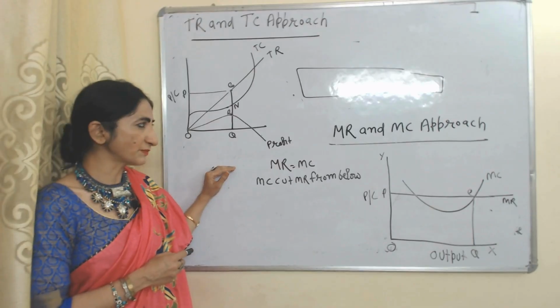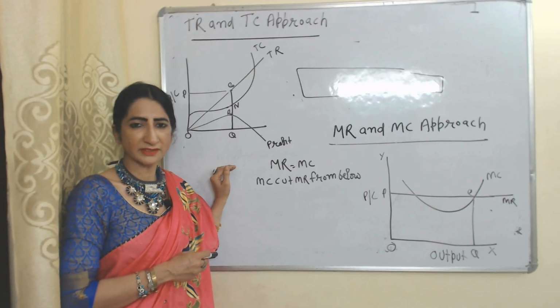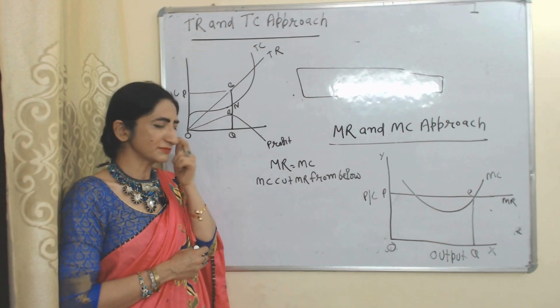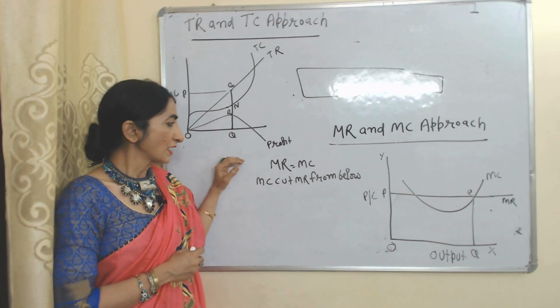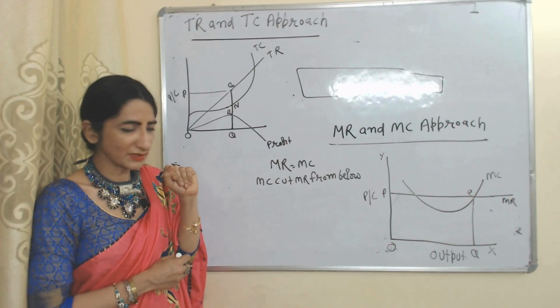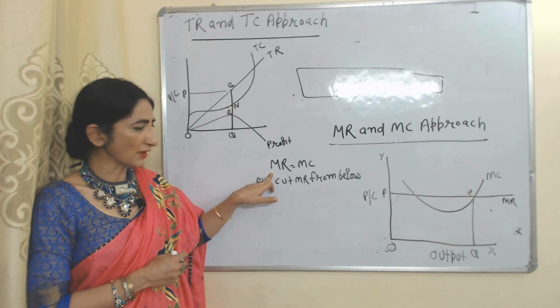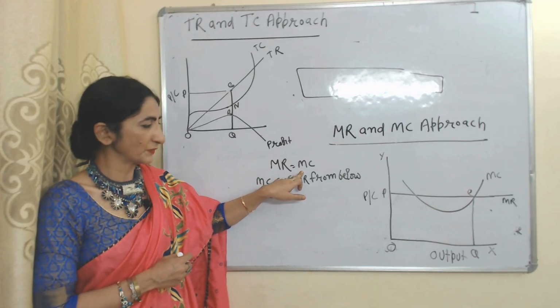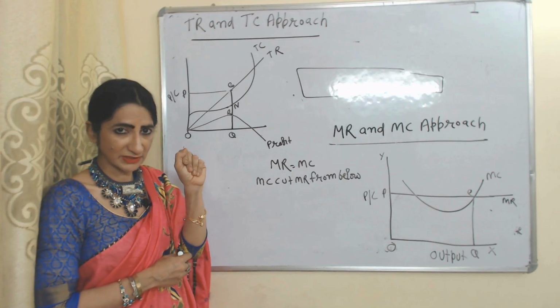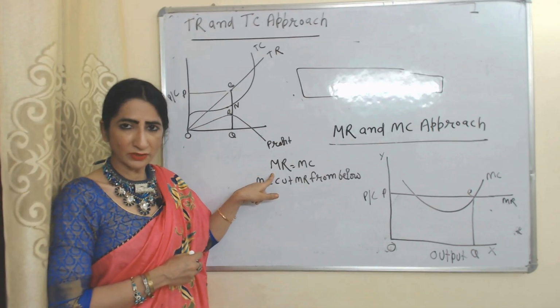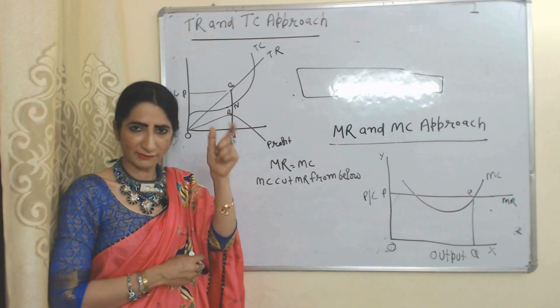Now we will see profit maximization output and prices with the help of MR and MC approach. There are two conditions of profit maximization. When MR is equal to MC, MR means marginal revenue, MC means marginal cost. There are two conditions of profit maximization. First is MR equal to MC, second is MC cuts MR from below.